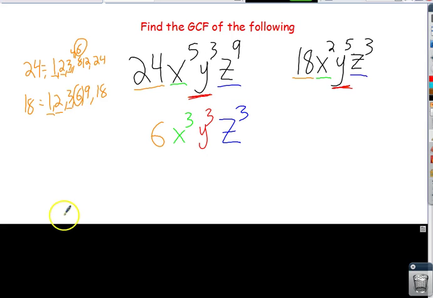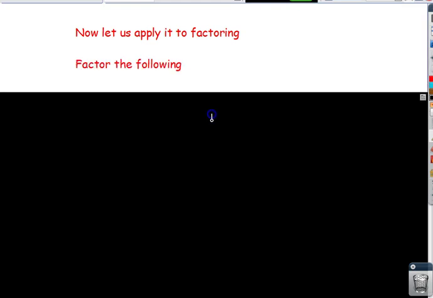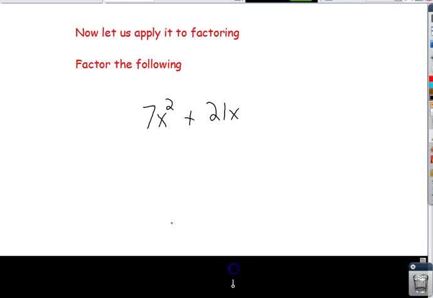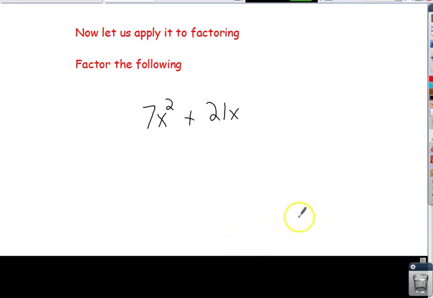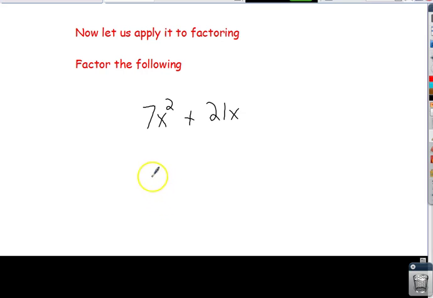Okay, that's all well and good, but where are we going with all of this? Okay, so let's look here. Now let's apply it to factoring. Factor the following. Since the first thing I should always try in factoring is what? GCF! Very good, children. So, let's go here and try this. What is the GCF between these two numbers?